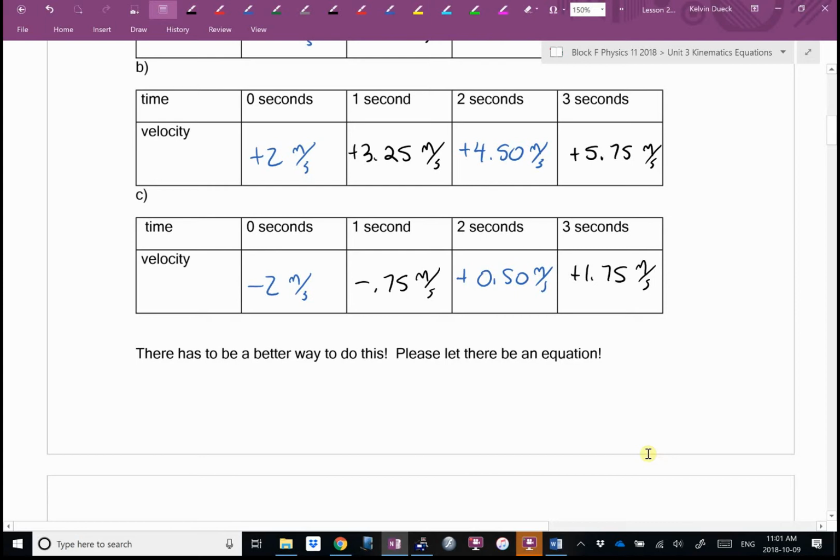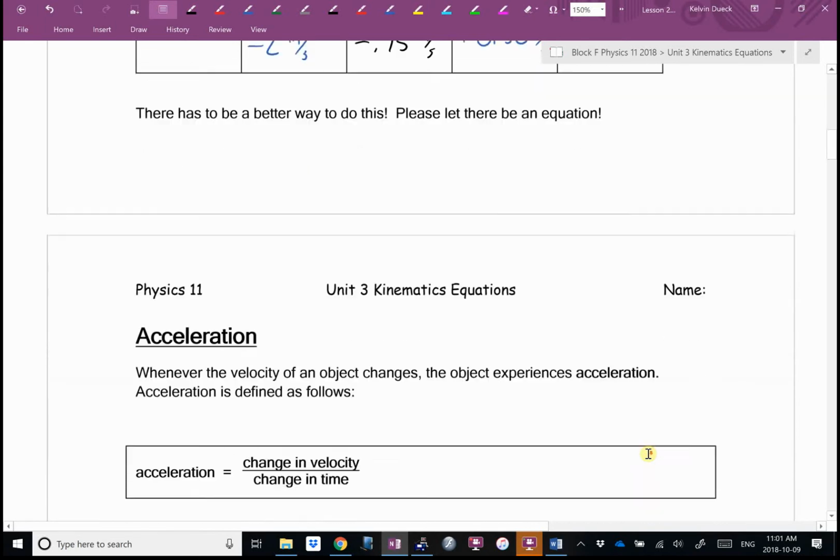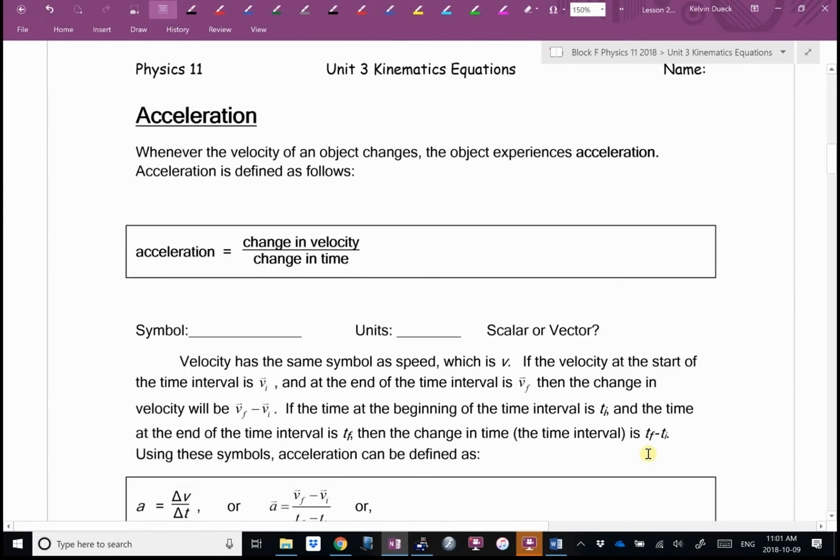There has to be a better way to do this. Please let there be an equation. There is. So acceleration is defined as change in velocity over change in time. Symbol, what would be a good letter to use for acceleration? A, we use a lowercase a. It is a vector, although often we'll just settle for using positive or negative to show whether you're speeding up or slowing down. Positive, you're probably speeding up unless you are traveling backwards and you're accelerating positive.